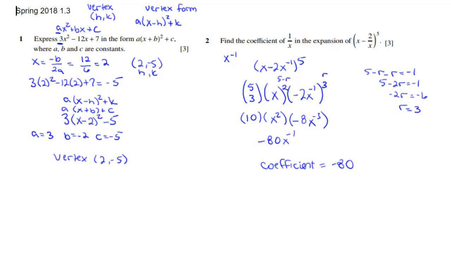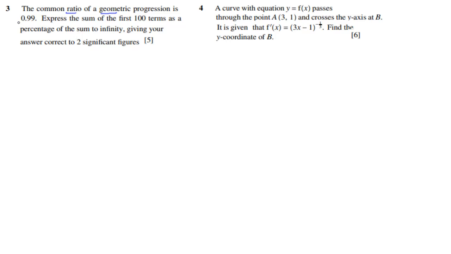All right, let's take a look at 3 and 4. In number 3, it says the common ratio of a geometric progression is 0.99, and they want us to express the sum of the first 100 terms as a percentage of the sum to infinity.